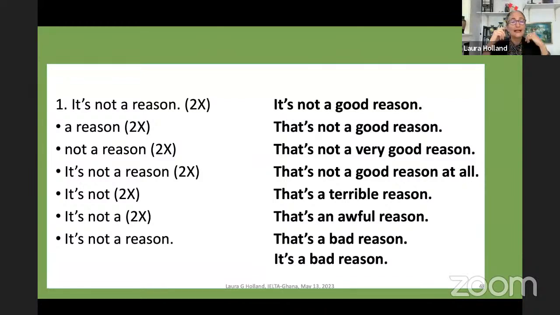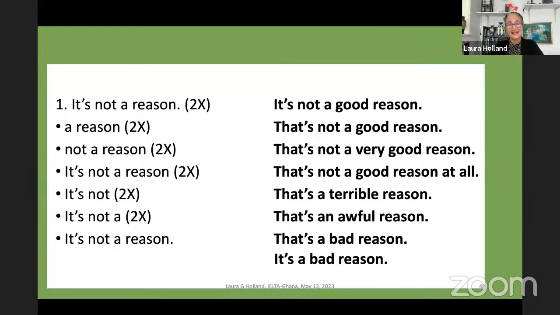So it's not a reason. It's not a reason. And then my students repeat after me. Then I do a little back build up here, a little back chain. A reason, not a reason. It's not a reason. It's not. It's nada. Okay, instead of "it's not a," I push it together. It's nada. It's not a reason. Because I'm doing it like they say it. So again, I'm sort of shadowing what the actors are saying in the movie.